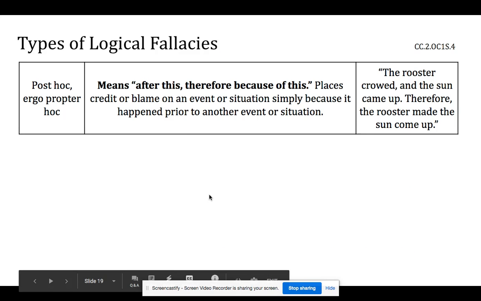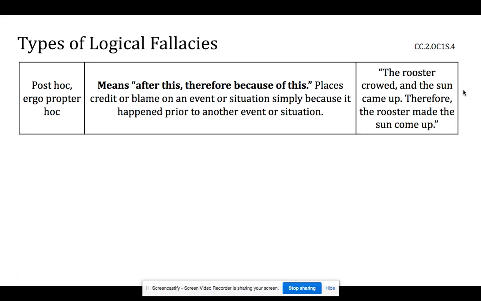Next, we have post hoc ergo propter hoc. This one says, the rooster crowed and the sun came up. Therefore, the rooster made the sun come up. So it literally means after this, therefore, because of this. So it's placing credit or blame on something simply because it happened prior to another event or situation. Yeah, these two things happened, but that doesn't necessarily mean there's a connection at all.